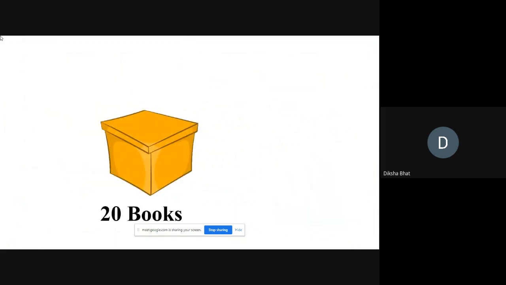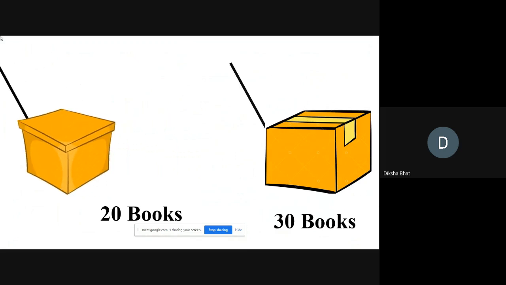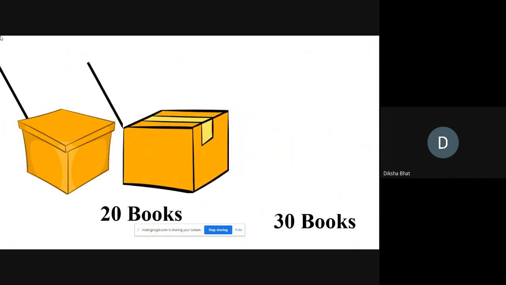Suppose Ria had two boxes loaded with 20 and 30 books respectively. She wants to place these boxes into another room. So she tied a string to the boxes and pulled them one by one for a certain distance. After pulling which box would she feel more work was done? Box with 30 books. Yes, correct.